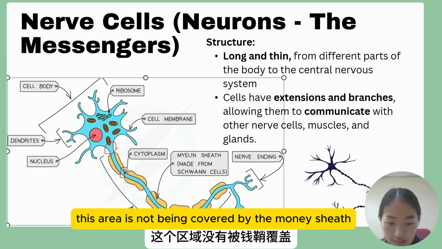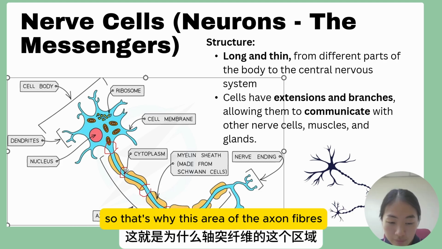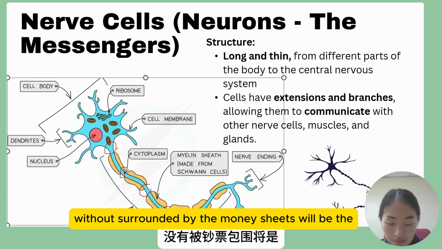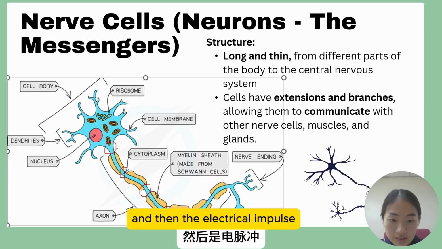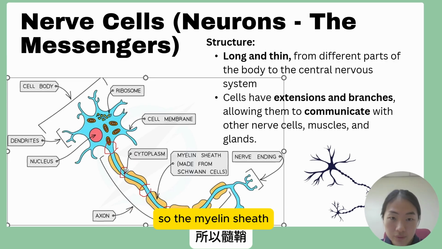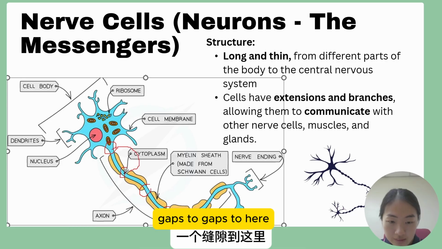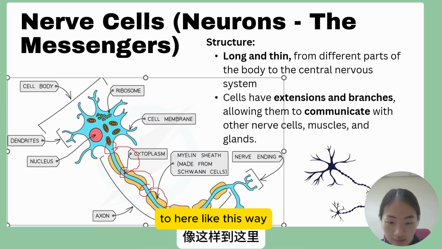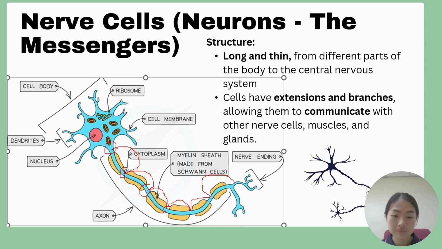You can see that this area is not covered by the myelin sheath. So this area of the axon fiber, not surrounded by the myelin sheath, is called the node of Ranvier. The electrical impulse conduction will occur at these areas. The myelin sheath makes this electrical impulse jump from one gap to here to here, in this way. So indirectly, they help to speed up the rate of transmission of the nerve impulse.